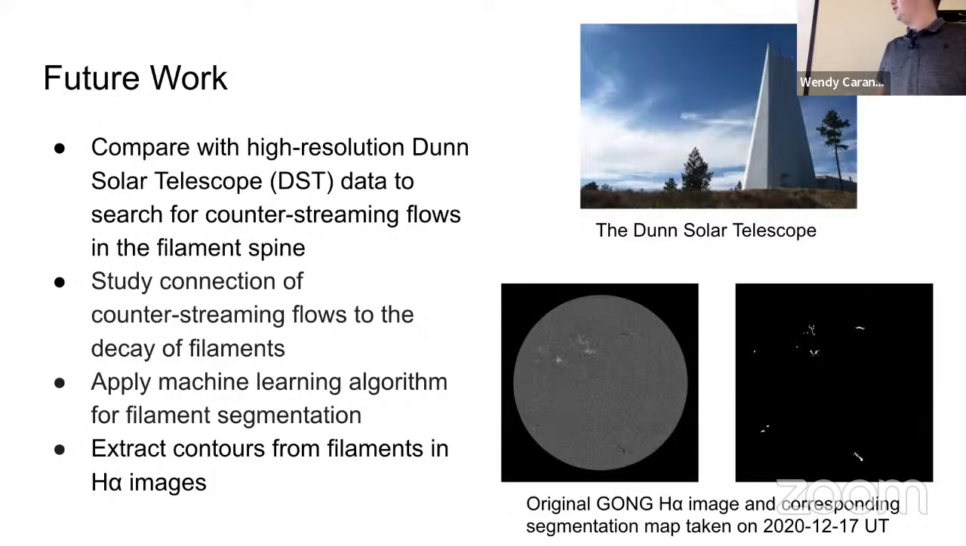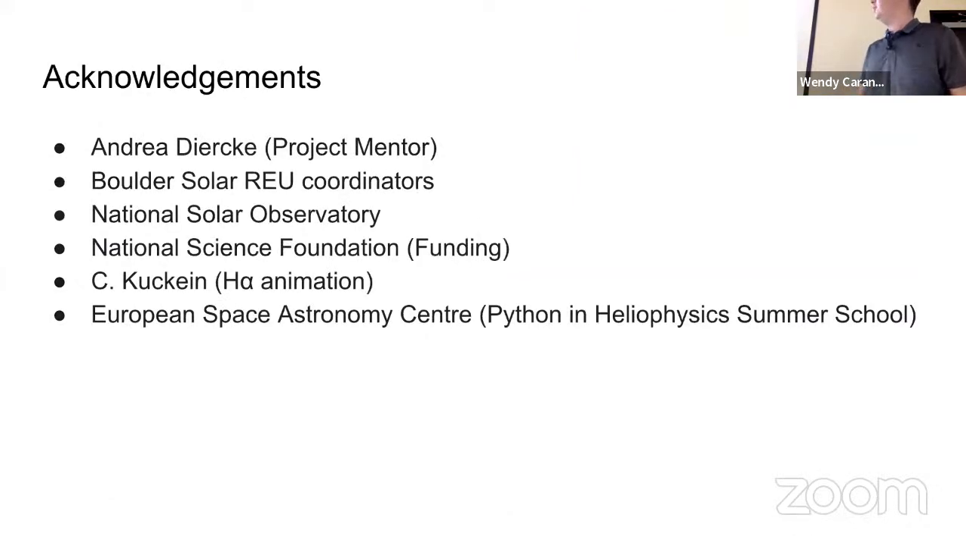So segmentation maps are good for future work. You can overplot the filaments on, for example, AIA data to learn more about exactly where the filaments are. And that's about it. Here are my acknowledgements. Thank you.